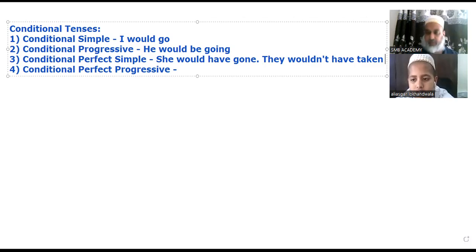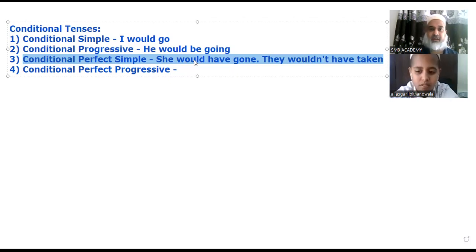Got it? Yes, sir. So here two things are there. This tense is very important. Conditional perfect simple. This tense is only used when there is something about the past and you want to change that, but you can't change it because past is past. You can't go and change the past, right? Can you change and repair something which you have done wrong in the past? No, sir. You can just seek forgiveness, but you cannot change.